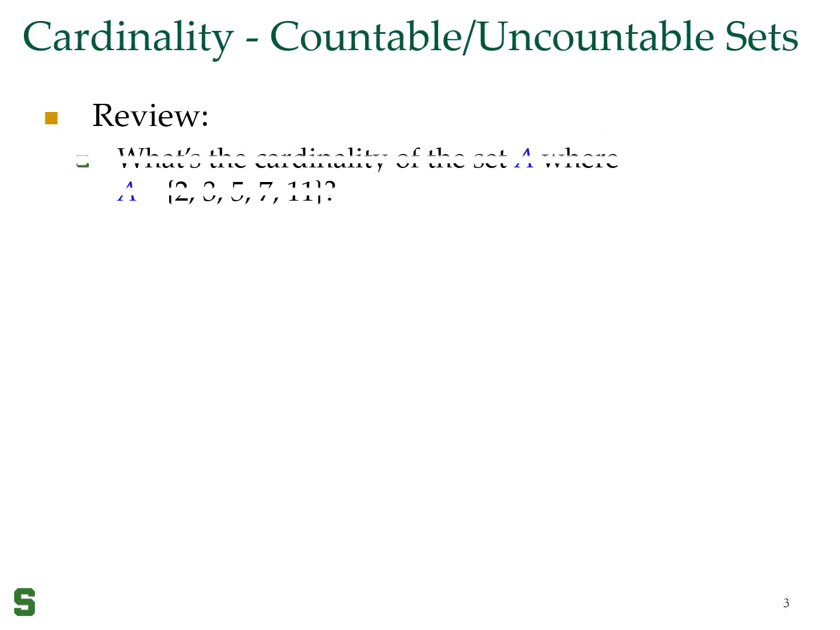We are going to begin with a review of cardinality of sets. Cardinality of a set is intuitively the number of elements in the set. So for example, here we have the set A, and the cardinality of this set is 5 because there are 5 different elements in this set.